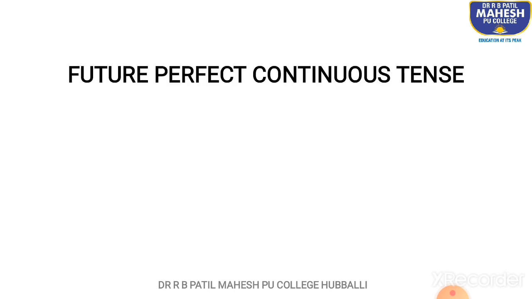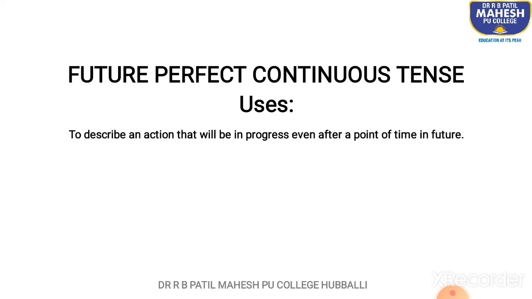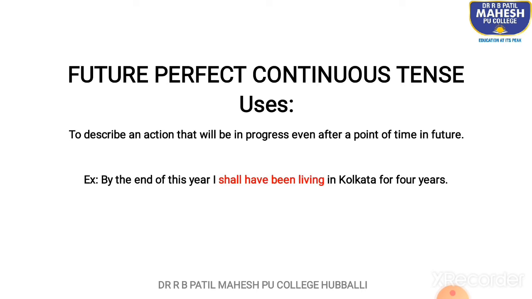Future perfect continuous tense, that's the last form of this particular type of tense. Now, to describe an action that will be in progress even after a point of time in future. So this speaks about a hypothetical situation, like there's an action that will be in progress even after a point of time that we expect that thing to happen. So by the end of this year, I shall have been living in Kolkata for 4 years.